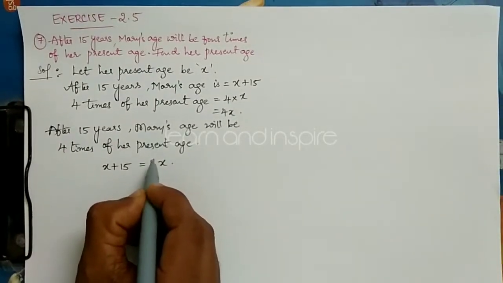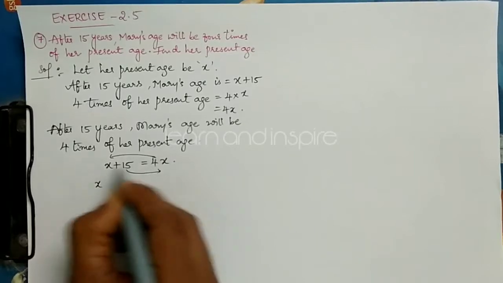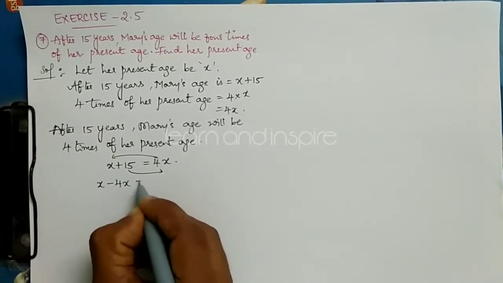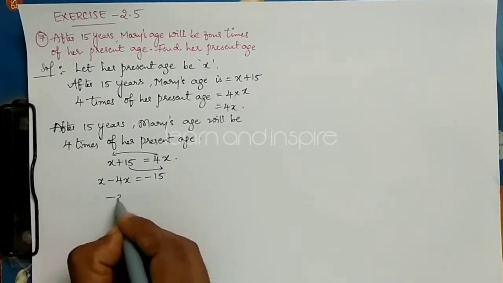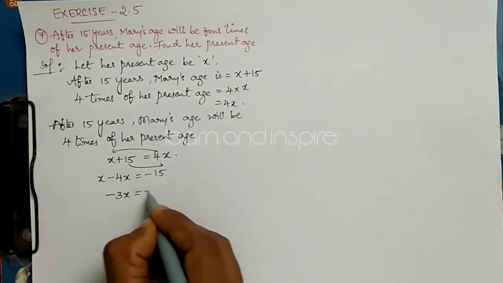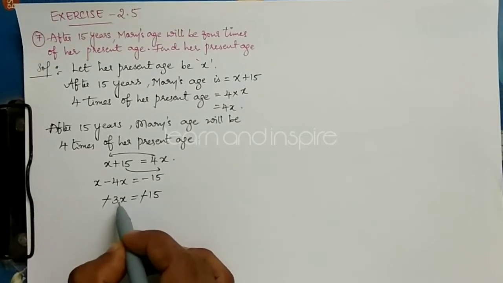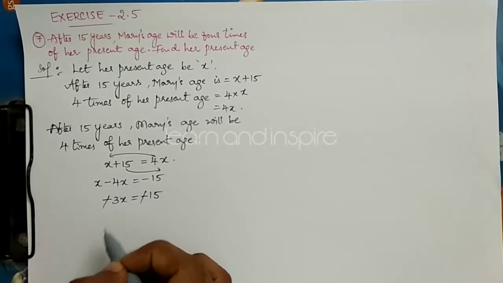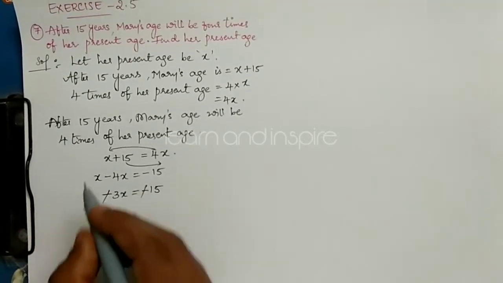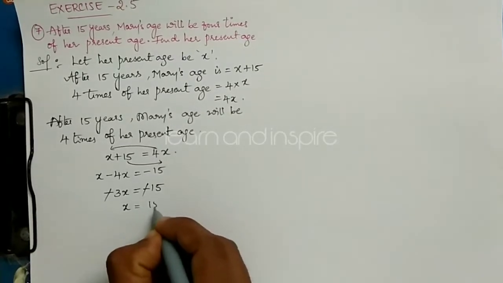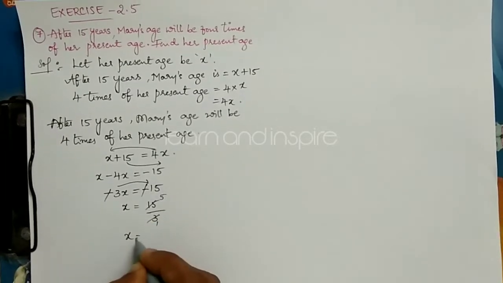Now by transposing the variables to LHS and the constants to RHS: x, if I transpose plus 4x, it becomes minus 4x, which equals, if I transpose plus 15, it becomes minus 15. x minus 4x is minus 3x equals minus 15. So minus minus gets cancelled. Now we have to find the value of x by transposing 3 to RHS. 3 is in multiplication. If I transpose a multiplication to RHS, it becomes a division. So x equals 15 by 3. 3 fives are 15. x equals 5.